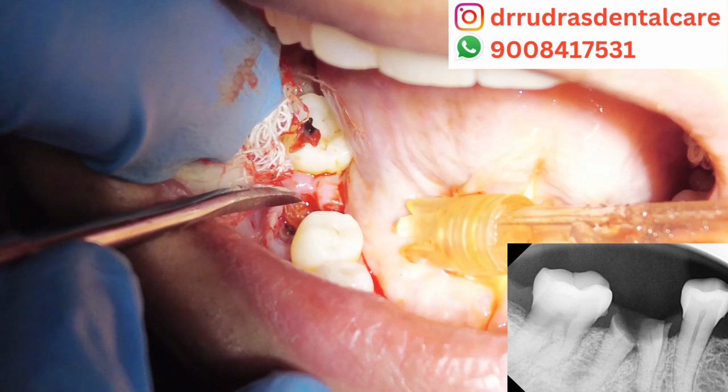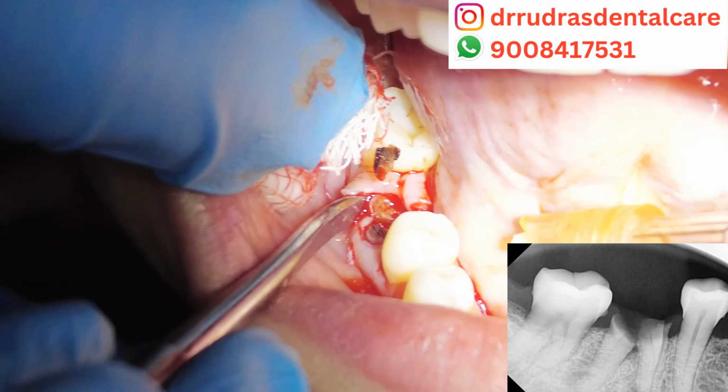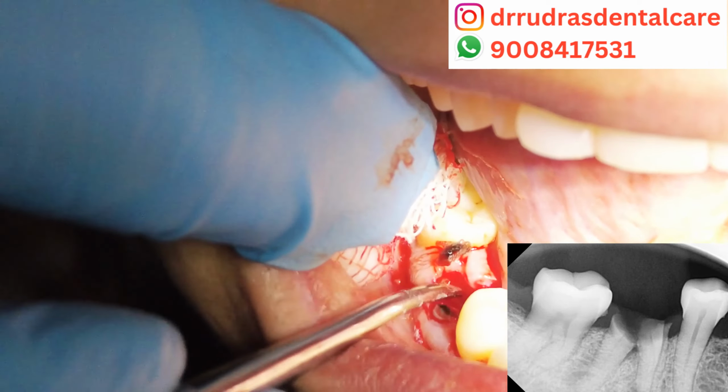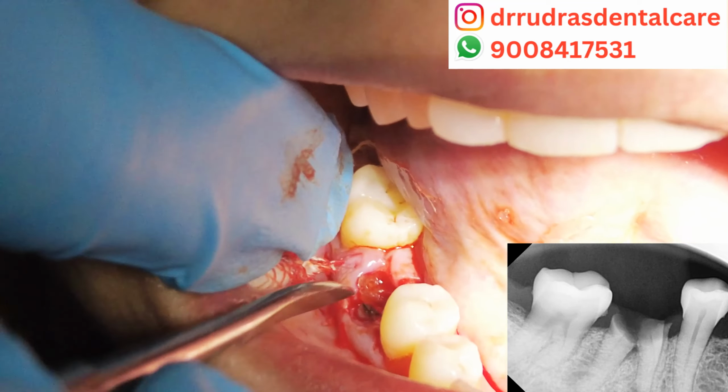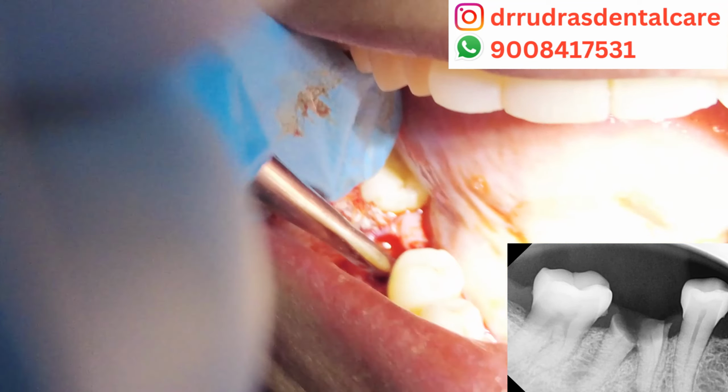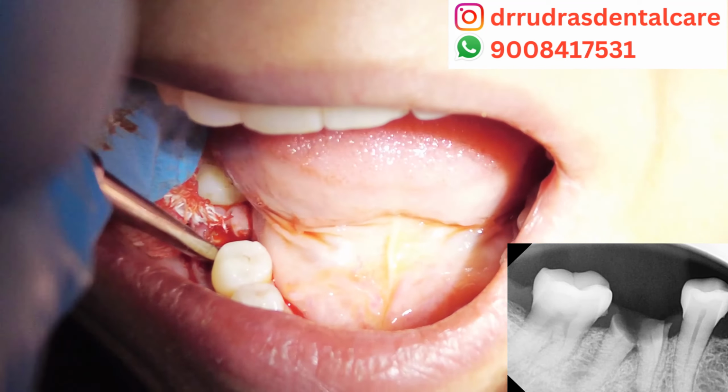Now we are trying to shimmy out the last part of the tooth, this part of the tooth, and this is known as the distal root. As you can again see that the tooth is getting fractured because of its decayed portion. It becomes brittle after it becomes rotten.